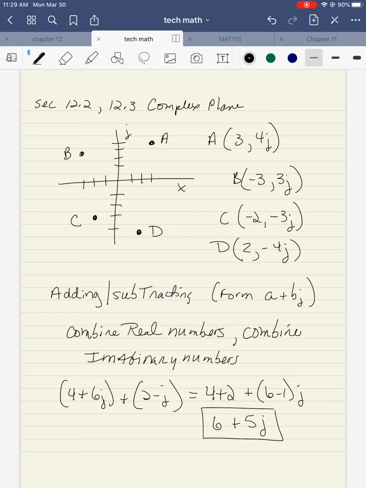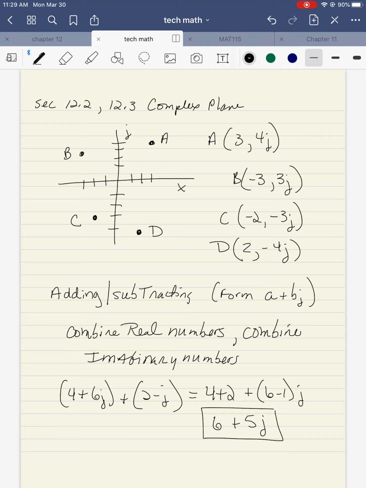Point B is minus 3 in the x direction, up 3 in the imaginary direction, so that would be minus 3, 3j. Point C is minus 2 in the x direction, down 3 in the j direction, so that would be minus 2, minus 3j. And finally, point D is 2 on the positive x, down 4, so 2, minus 4j.